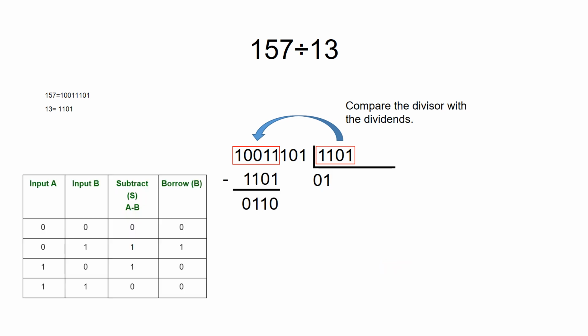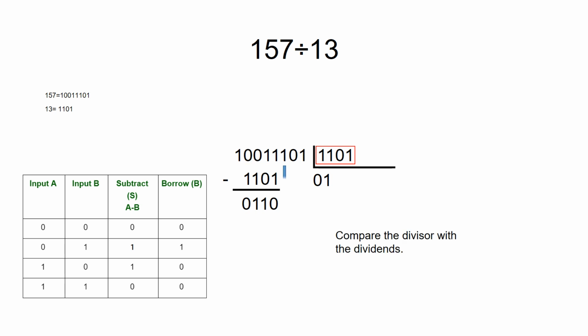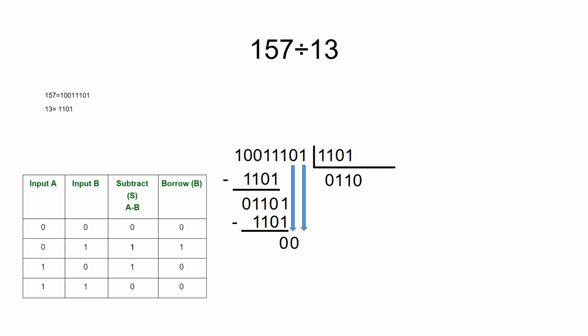After that, you can make the binary subtraction normally. After the subtraction, you need to bring down the next digit of the dividend and compare again with the divisor. Now, repeat this procedure until you are out of dividend digits. When you reach all the digits of the dividend, you will get the result of the division.